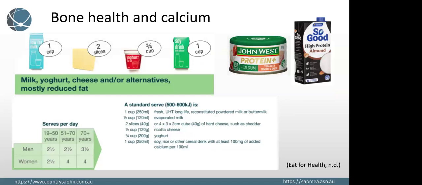Bone health and calcium, again, what do these servings look like? A cup of milk is a serve of dairy, 2 slices of cheese is a serve, a third of a cup of yogurt, or 1 cup of a dairy-free alternative, so soy milk. You can also use other things to get a fair bit of calcium as well. There's the John West Protein Plus tuna, or the So Good high protein almond milk. They both have 1 to 2 serves of calcium in them.